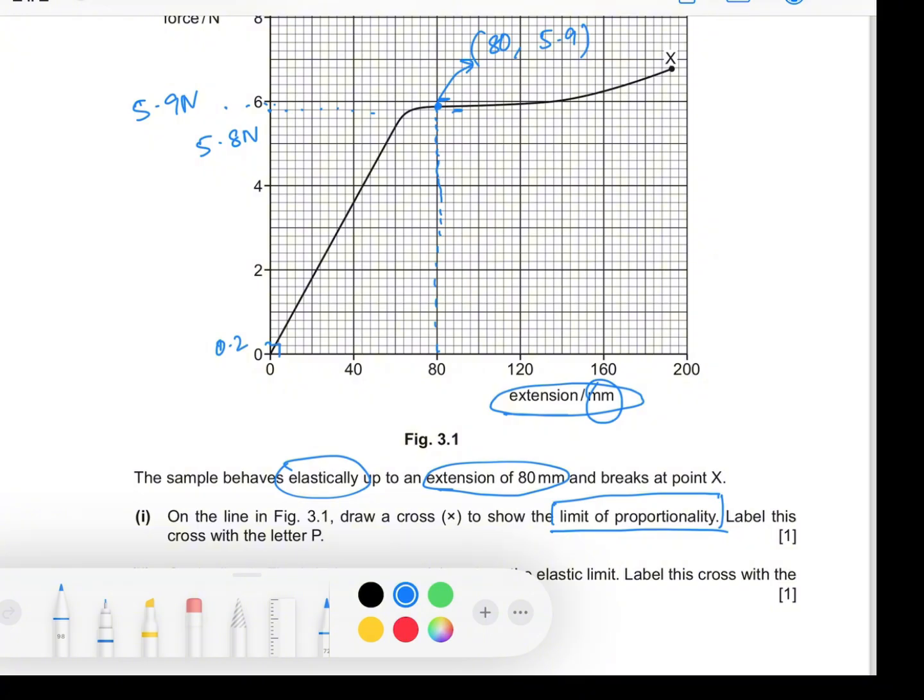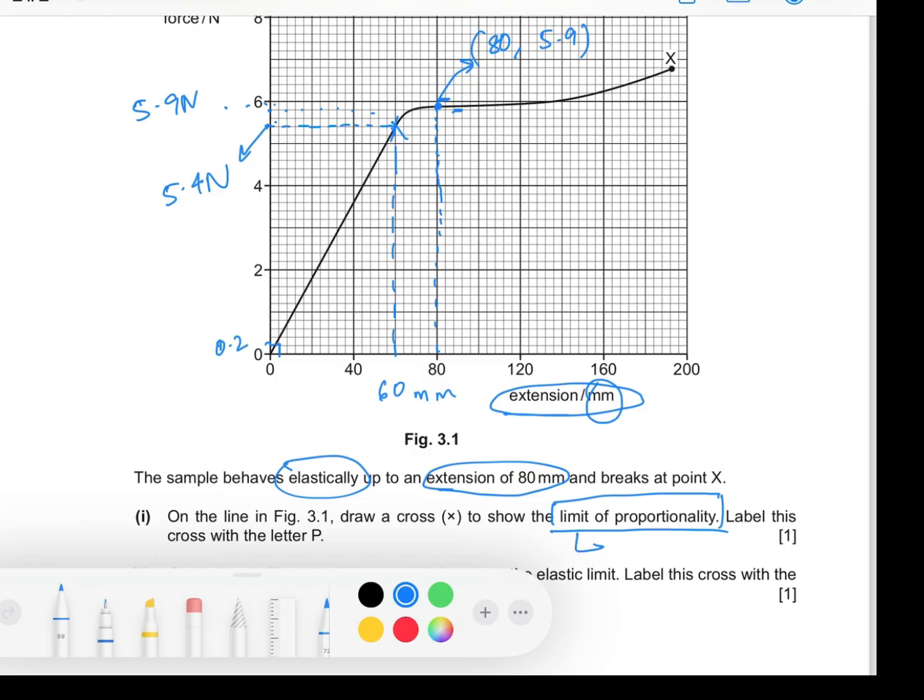and that occurs right over here at this point, which is at 60 millimeters of extension, and the y value for this is, so that's 5.8, 5.6, and this is 5.4 Newtons.